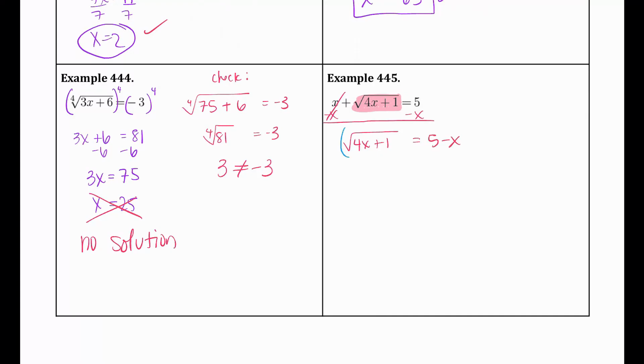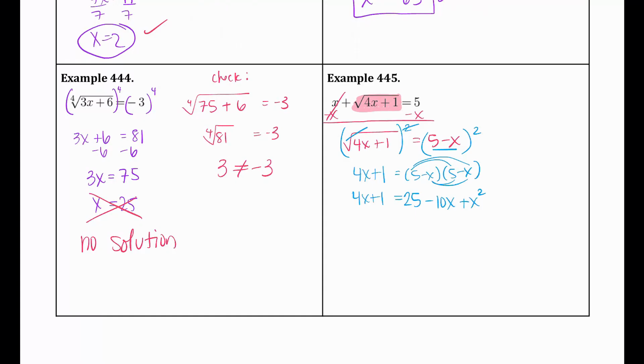Okay, be careful when we square this. The left side is simple enough. The square and the square root cancel each other. We get 4x plus 1. The right side, though, don't forget that 5 minus x squared really means 5 minus x times 5 minus x. So we've got to multiply out those binomials. If we do that, we're going to get this, this, this, and this. I'm going to go ahead and do the multiplication and simplification in one step. I'm going to get 25 minus 10x plus x squared once we multiply and simplify.